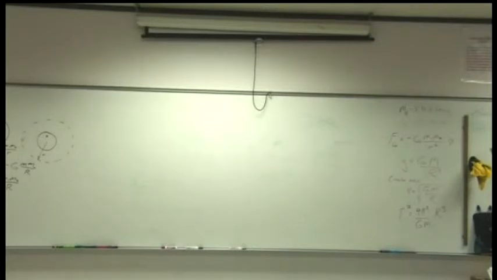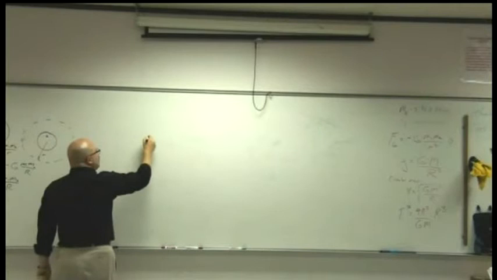Now, let's say you want to go into an elliptical orbit. This velocity is no longer valid. So now we're in an elliptical orbit. A couple things about elliptical orbits you need to know.